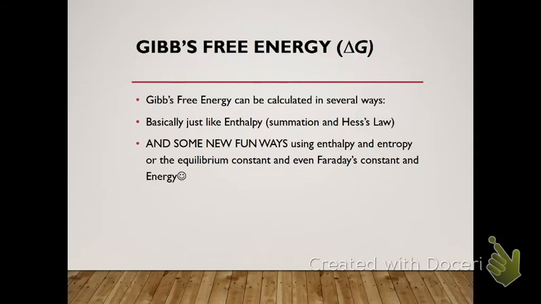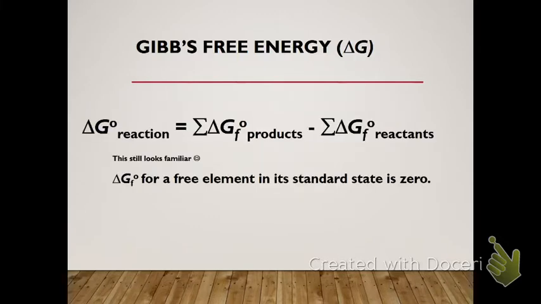All right. So Gibbs free energy can be calculated in a variety of ways. Two ways are basically just like what we've been doing with enthalpy, where we can do the summation equation, or Hess's law, where we rearrange our steps in our equation and then the overall is added together. And then some fun new ways, which we did today in class with the worksheet, with delta G equal to delta H minus T delta S. Also, we're going to use the equilibrium constant, the reaction quotient, and there's even a new way that we will learn about in electrochem, which is using Faraday's constant and energy.